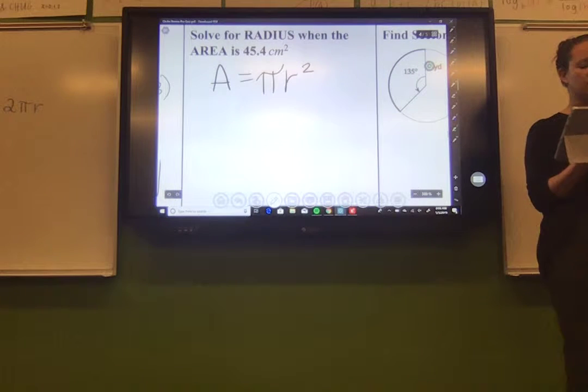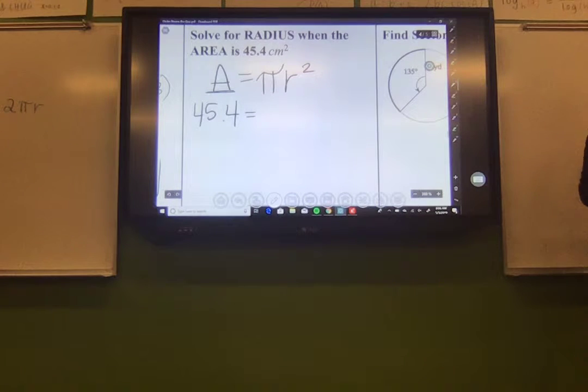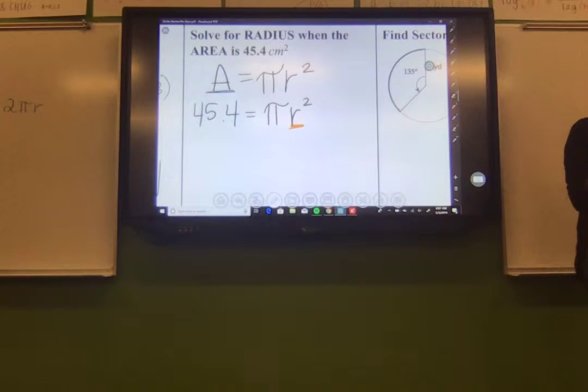Can you tell me, do we know what the area is? Yeah, it tells us. What is it? 45.4. So you're going to write 45.4 right in there for area. Keep the pi. It just stays. Do we know what the r is? We don't know what the r is. That's what we're trying to find. So how do I get this r by itself? Divide by pi. Yeah, good. So I'm going to divide by pi on this side, so it cancels, and then divide by pi on this side.